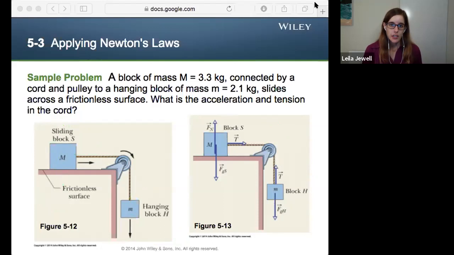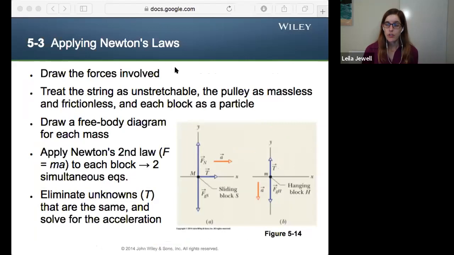Right, so this is a good start to getting us all set up. Now, let's look at an overview of what we want to do in order to solve this problem. So first, draw the forces involved. Check, we did that. Treat the string as unstretchable, the pulley is massless and frictionless, and each block is a particle. Also did that. That allows us to say that the tensions are equal. So we're good. Draw a free body diagram for each mass. So that's where we take the forces that were drawn on the previous page and draw them in free body form. So that's shown here, where the blocks become a single dot, and then we draw in these force vectors as pulling on the block, even if it's a pushing force.